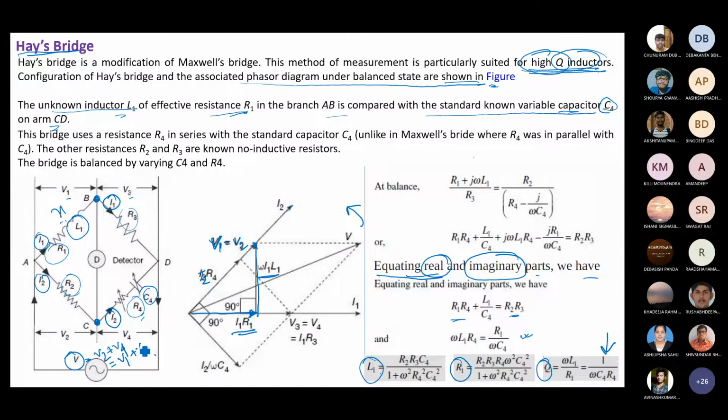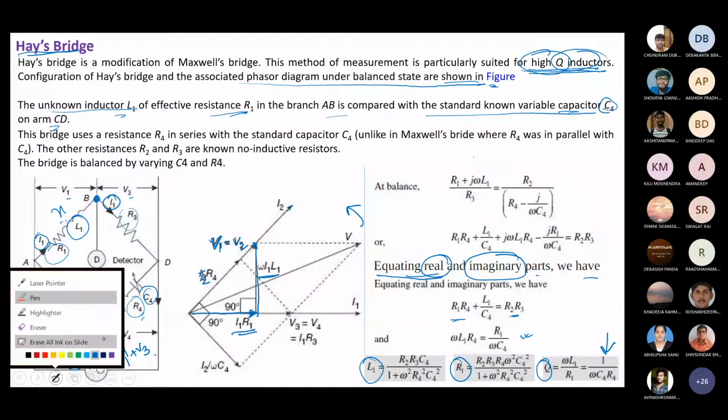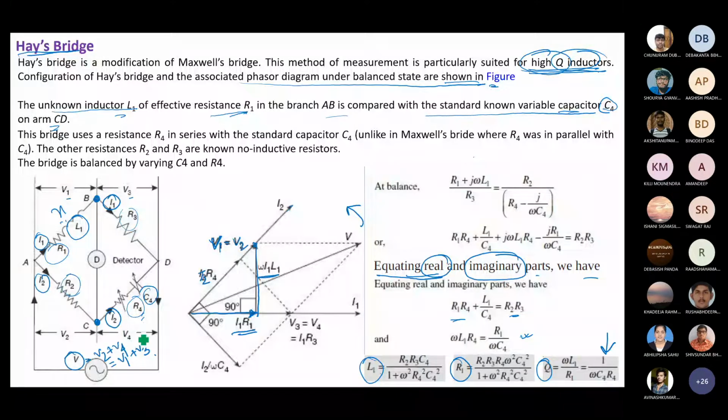Now you know the first condition is V1 equal to V2, and the second condition is V3 equal to V4. What is your V3? V3 equal to I1 R3. So that point you are considering. V3 equal to V4. Again V4 equal to I2 into R2 minus I2 j by omega C2. So I2 R2 minus that one. So what is your I2 R2? I2 R4.